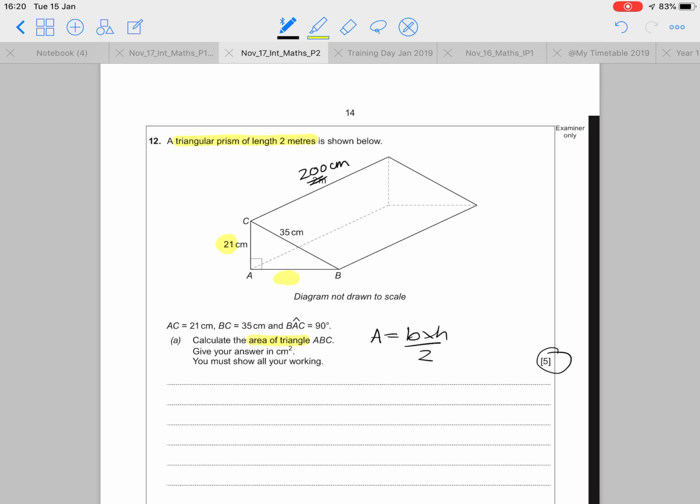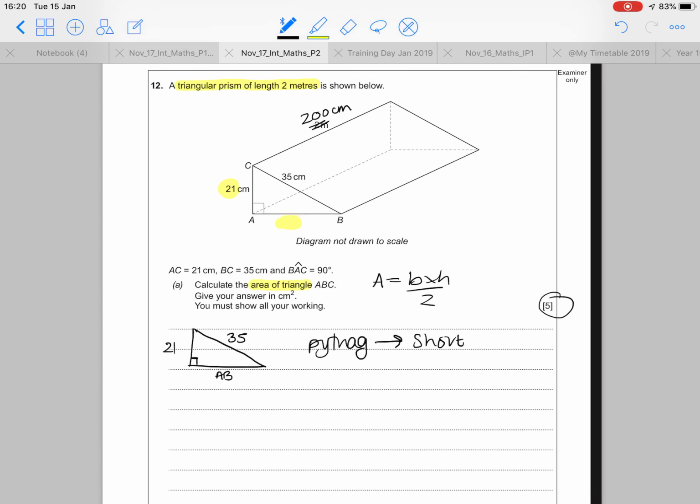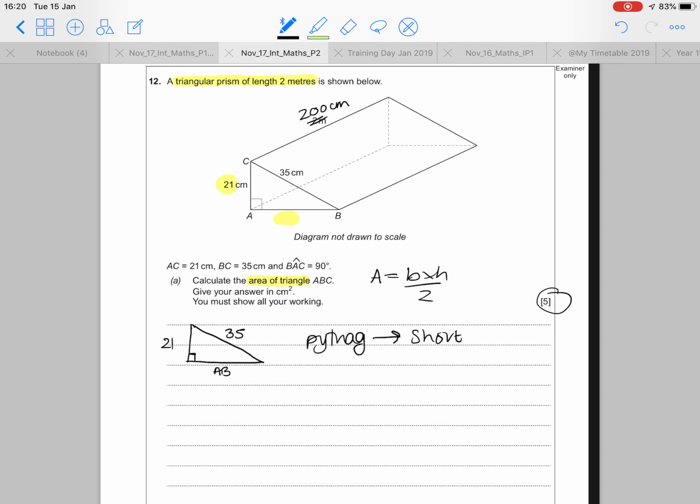Now, the topic that you need to be able to find the side of a right-angled triangle, given the other 2 sides, is going to be Pythagoras. Pythagoras is a 3-step question, and to find AB, the side here that's missing, I'm finding a short side. You have the choice of short or long sides on your right angle triangle, and I'm finding the short side. Pythagoras finding the short side is subtract.